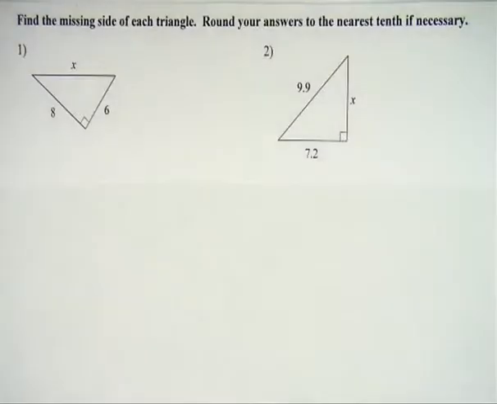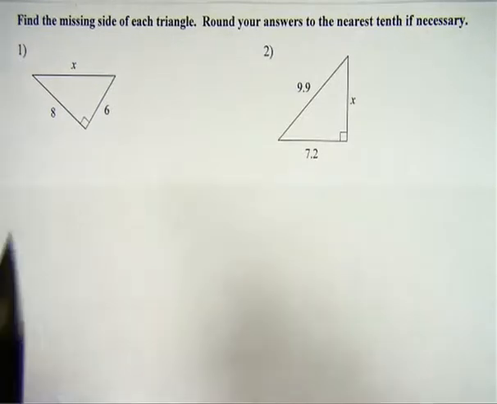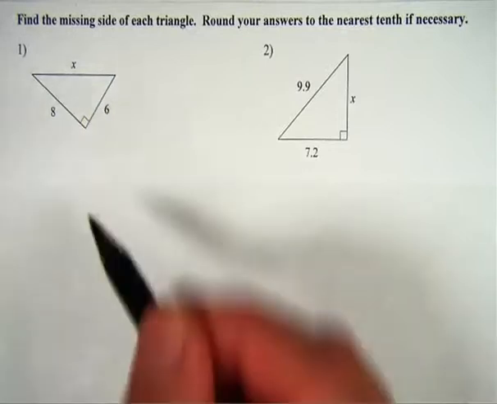Alright, so our first set of example problems, we're asked to find the missing side of each triangle and round our answers to the nearest tenth if necessary. So let's start with number 1 because, hey, that's a good place.